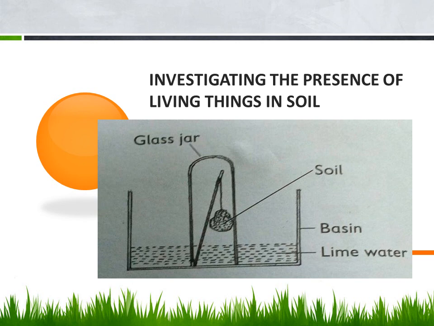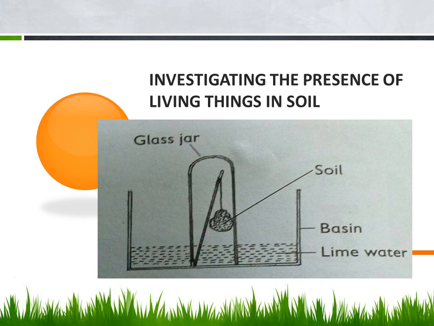Then, due to carbon dioxide produced by small animals living in the soil. I repeat, lime water will turn milky or white. Why? Due to carbon dioxide produced by small animals living in the soil.